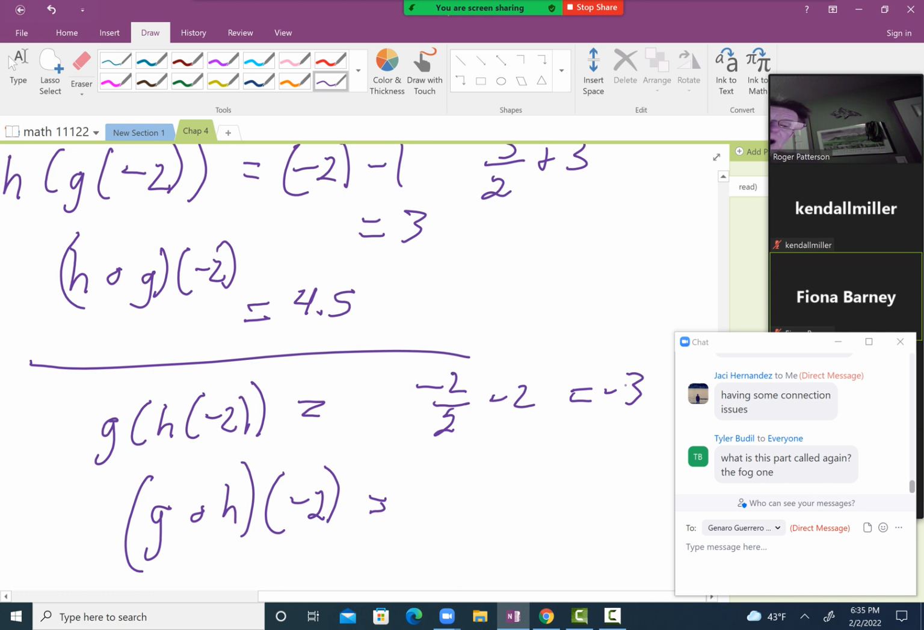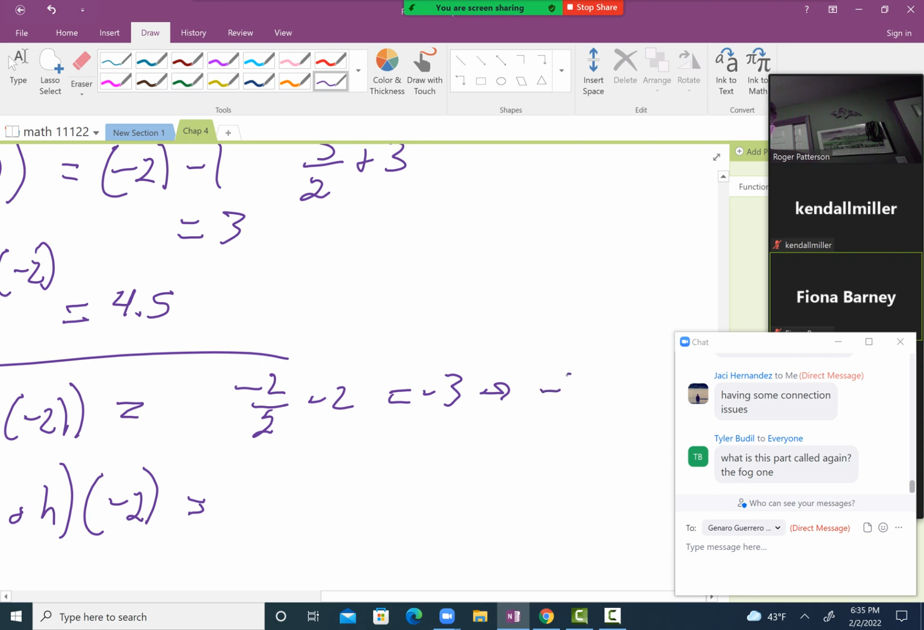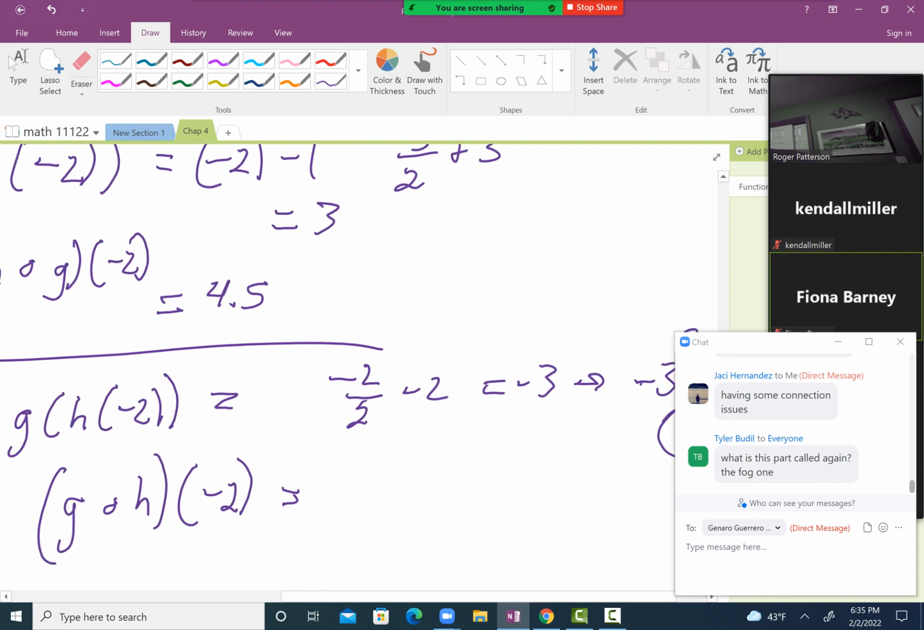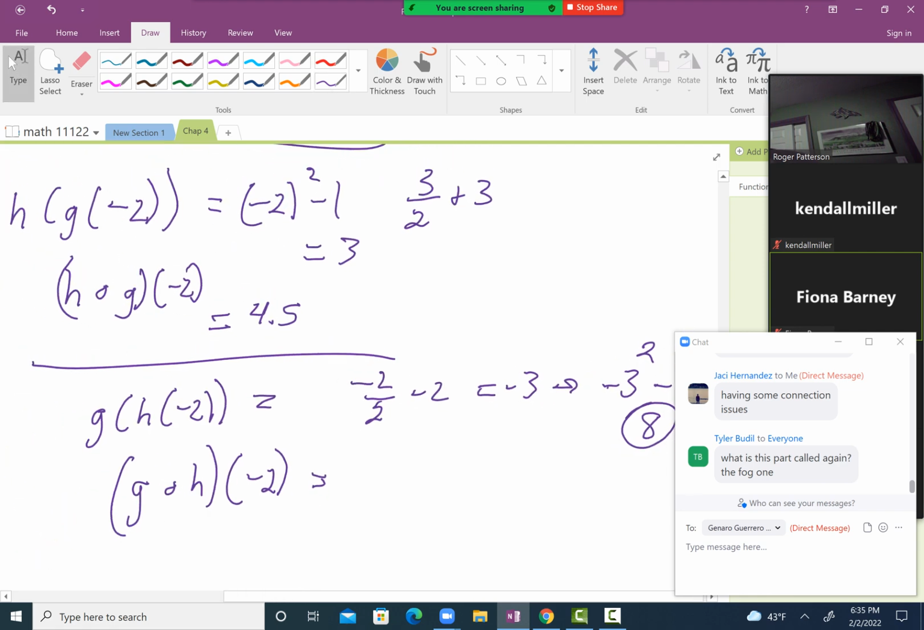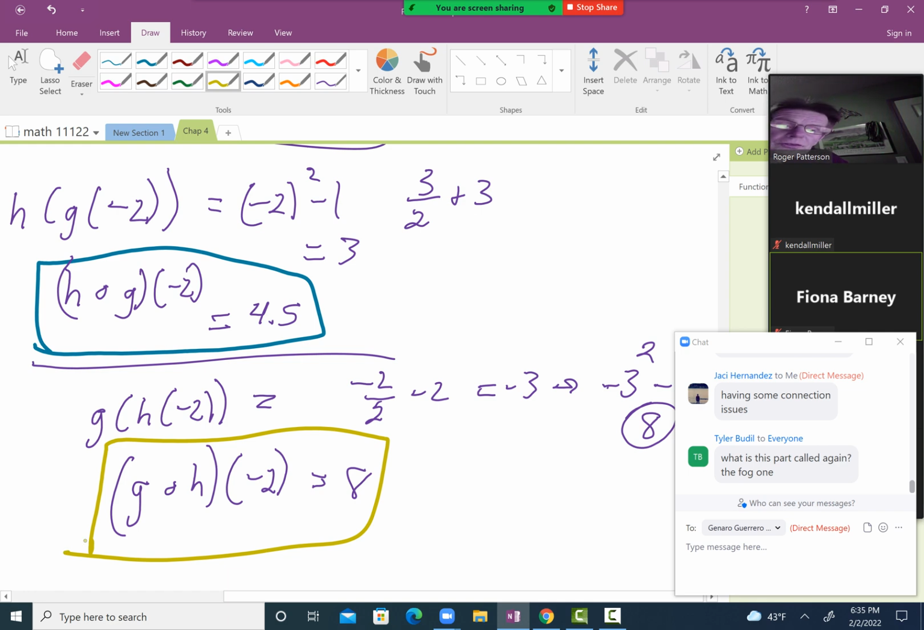Okay, so now there's my output, but that's the input into the g function. So it goes into g. That'd be negative 3 squared, minus 1. Negative 3 squared is 9, minus 1 is 8. So one of the things that we notice is that this was h of g. I'll put this down here. And this is g of h. And we notice, hey, they're not the same number. They're different. One's 4.5 and one's 8.